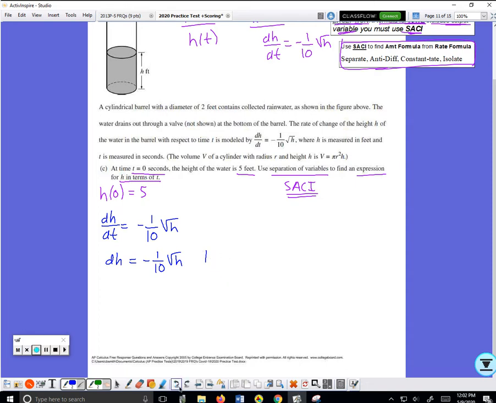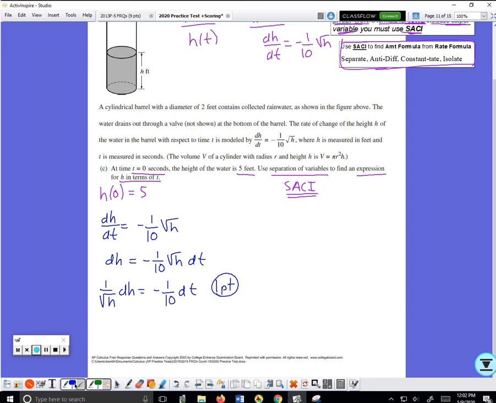So now I move the h. So I end up with, oh, this is a dt. So I end up with 1 over root h dh equals negative 1/10 dt. Now my variables are separated. And so now I get the 1 point for separating.